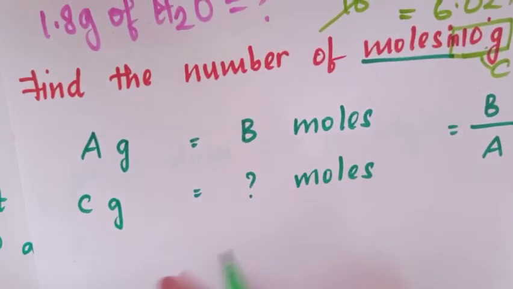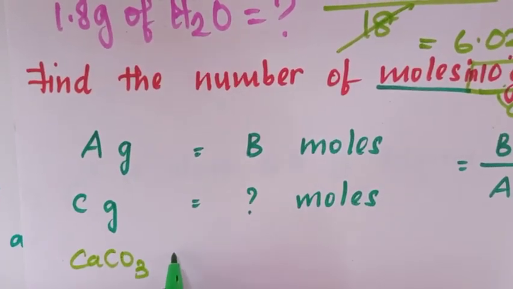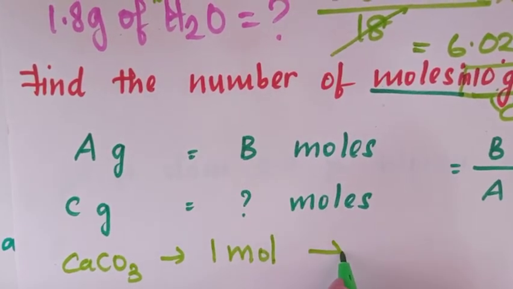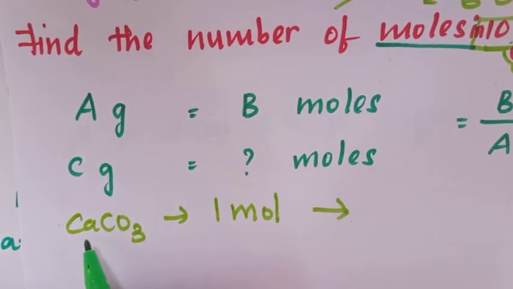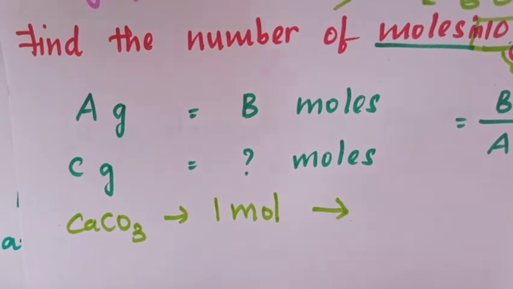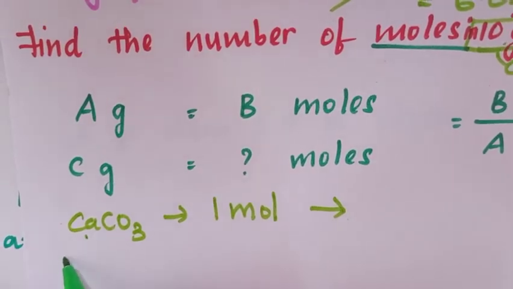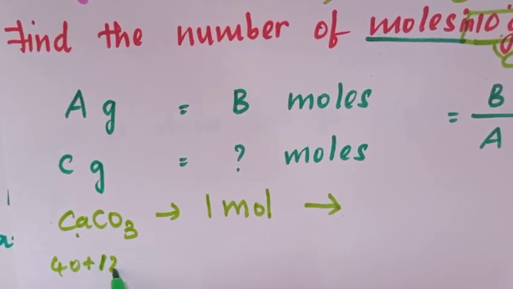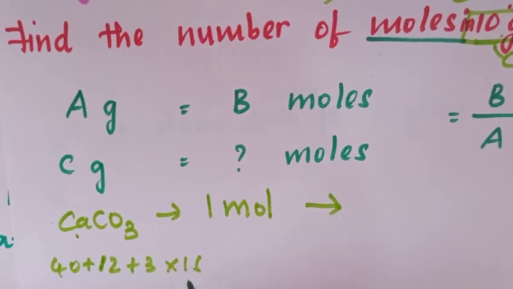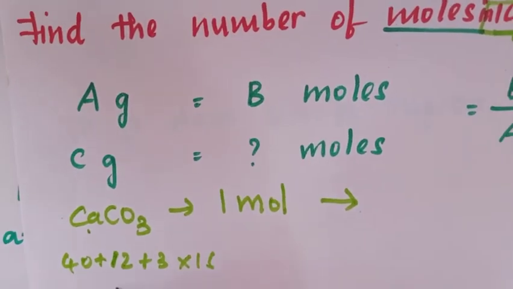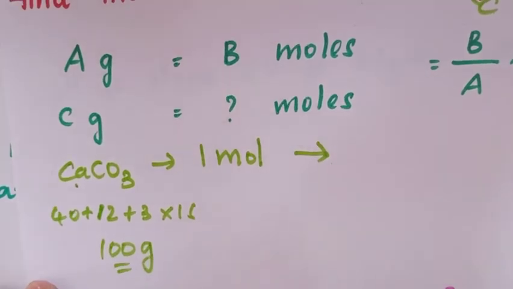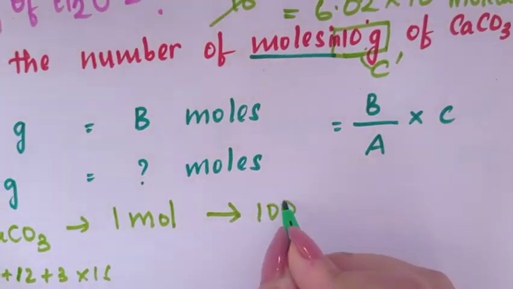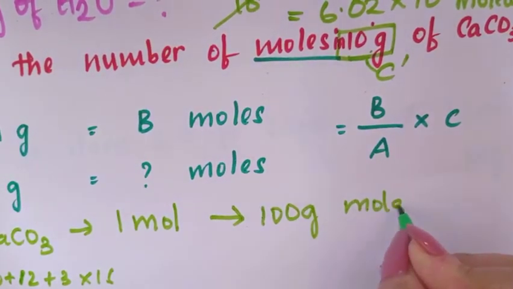Now, first you should understand calcium carbonate. In 1 mole of calcium carbonate, how much gram is present, that you have to find. So to find that gram, you should find the molecular mass. For calcium, the mass is 40 plus carbon, it is 12, plus 3 into 16. So on calculating, you will be getting 100 gram. For calcium carbonate, 100 gram is the molecular mass. 1 mole has 100 gram as molecular mass.